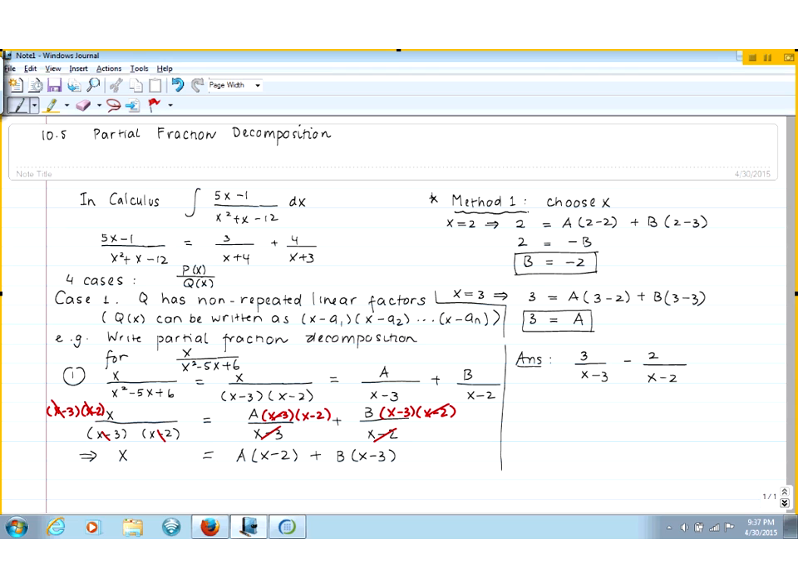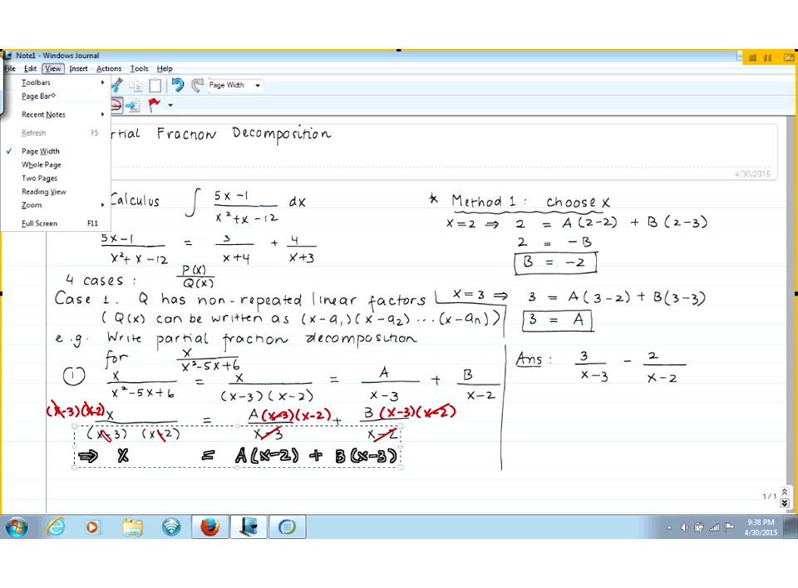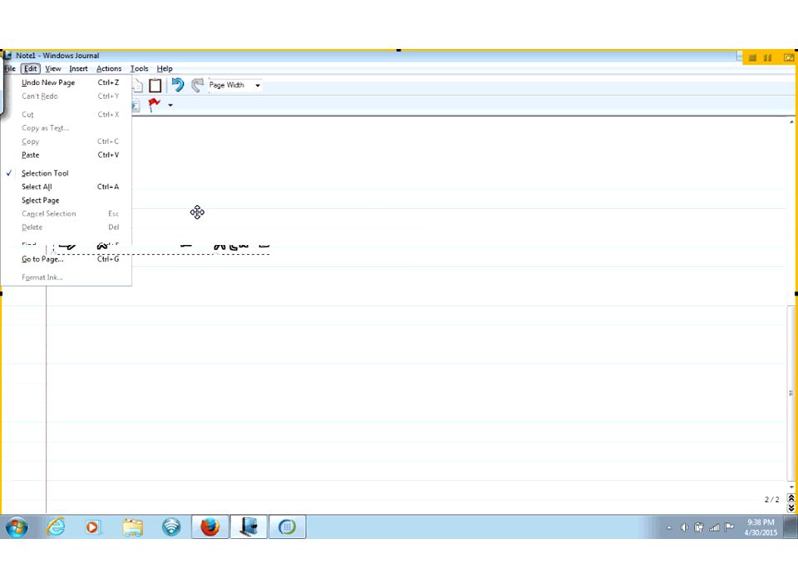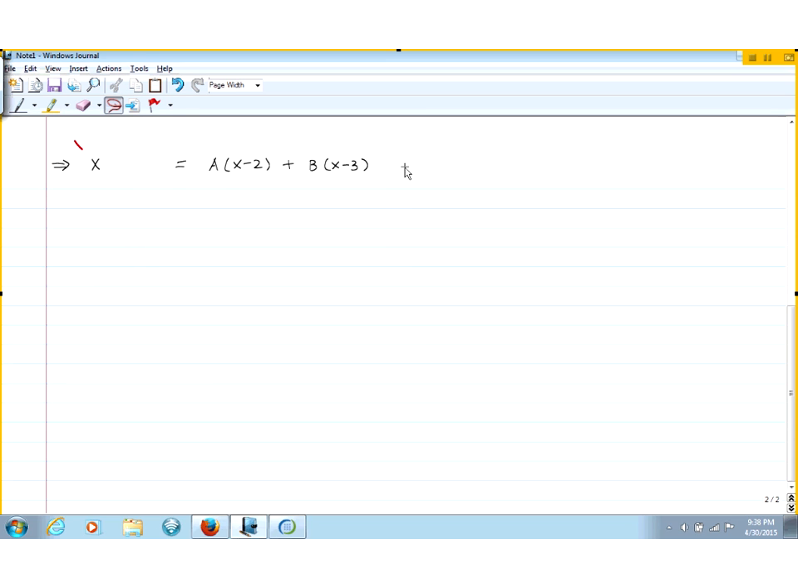Now, method 2 is distribute and collect like terms. So I'm going to copy this and then do the problem on the next page. Okay. So we're going to do it using method 2, so you know which method to use.